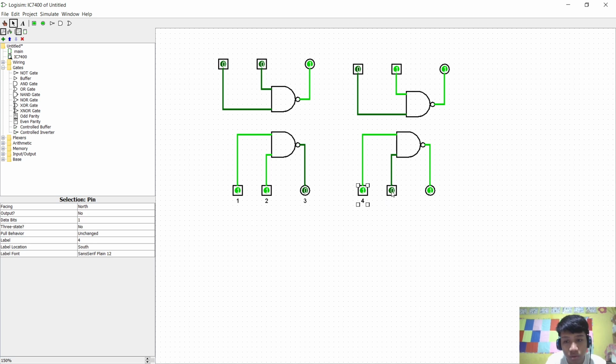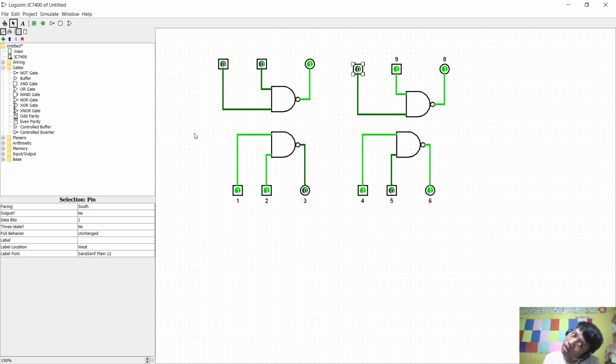4 south, 5 south, 6 south. Reminder, the seventh pin is not here since it is for the ground. Then this will be the eighth pin since the seventh is not present. And this will be the ninth pin. 9 north.